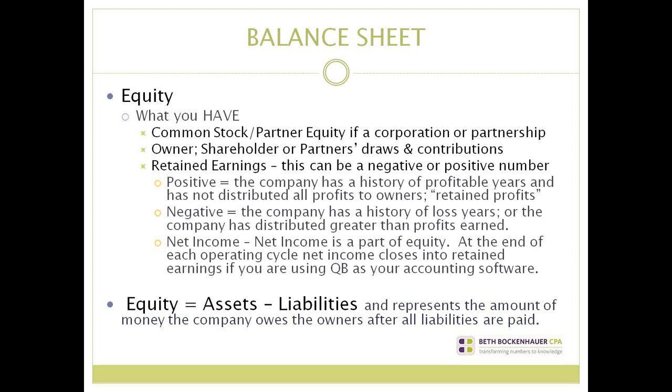Then we have our retained earnings, and the question that I always get is, what is retained earnings? And my answer to you on that is, it is earnings that are retained. This can be expressed as a positive or negative number. We want a positive number, okay? A negative number can actually mean that we have an unhealthy business, and we'll talk about that in a second. If we have a positive number, this means that the company has a history of profitable years and has not distributed all its profits to its owners or shareholders or partners.